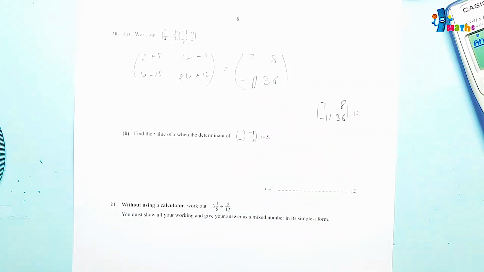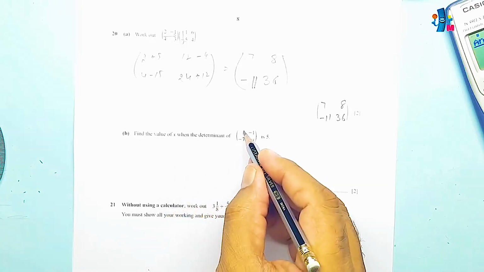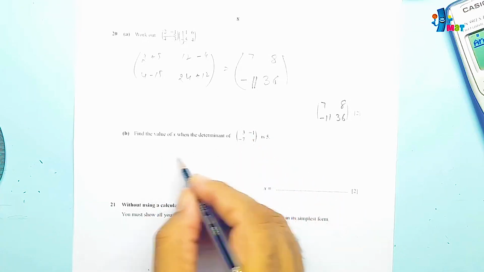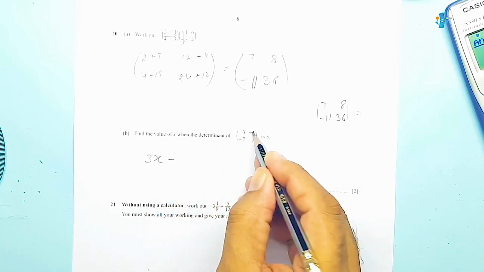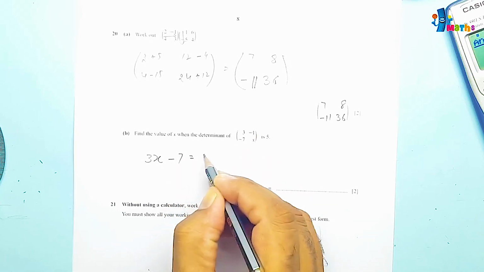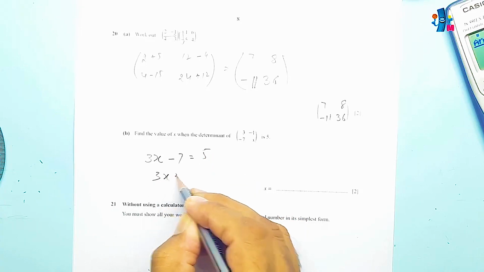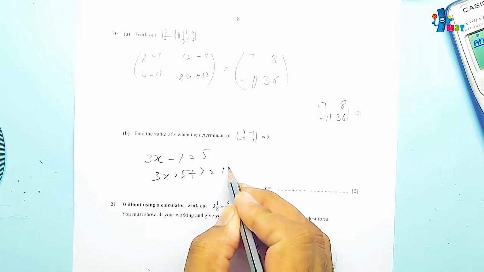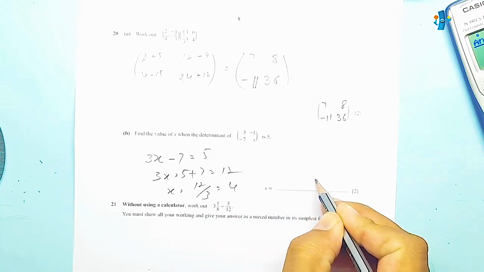Okay. Now find the value of x when the determinant of this one is 5. For the determinant, we are multiplying this with this. So 3x and minus this into this will be 7. So 3x minus 7 is equal to 5, which is given. So we can simplify. 3x is equal to 5 plus 7, which is equal to 12. x is equal to 12 by 3, which is 4. So the answer will be 4.